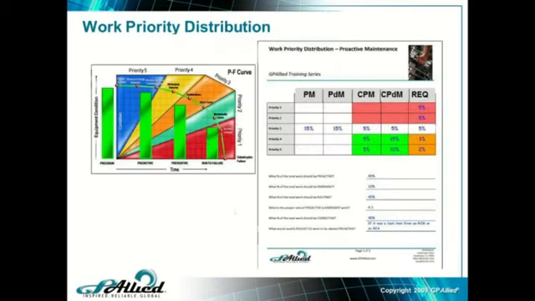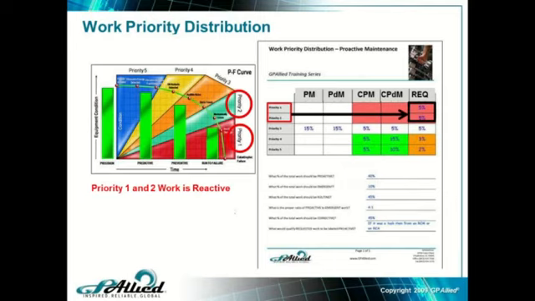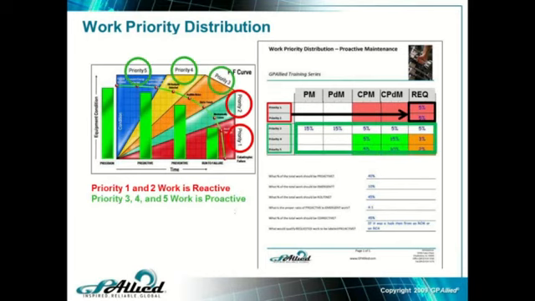So I'm taking that PF curve now, and I'm going to talk about work priority distribution because I think it's important that we understand the reactive work is what causes our failures. So if we say priority 1 and 2 work is reactive, it should be very low. Priority 3 through 5 is proactive work. Very simple. That's where our work should be coming from. For PM, PDM, this is corrective preventive maintenance. This is corrective work coming from PDM.